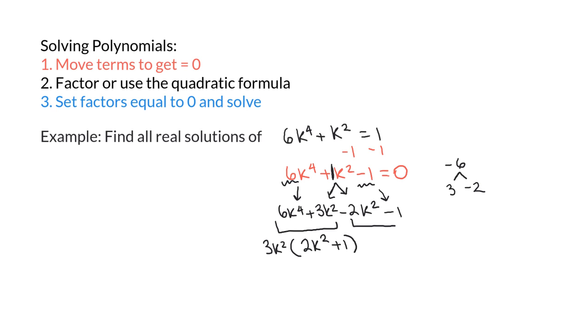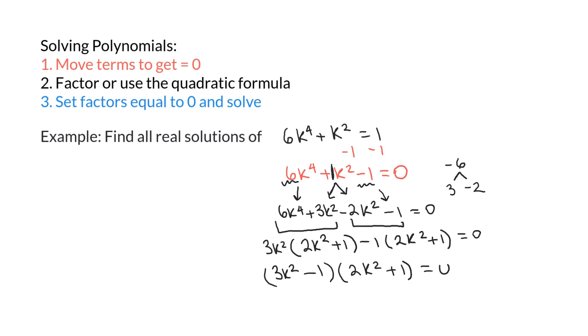From these second two terms, we can take out a negative 1, so that again we have 2k squared plus 1. Then the factored form is 3k squared minus 1 multiplied by 2k squared plus 1. And throughout this whole time, really this equation was set equal to 0. So now to find the solutions, we set each factor equal to 0.